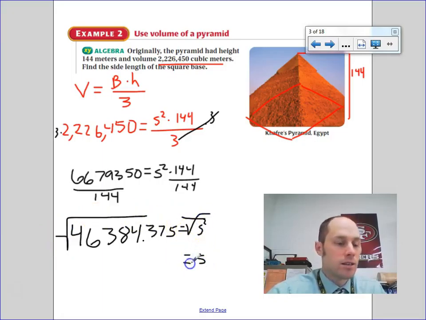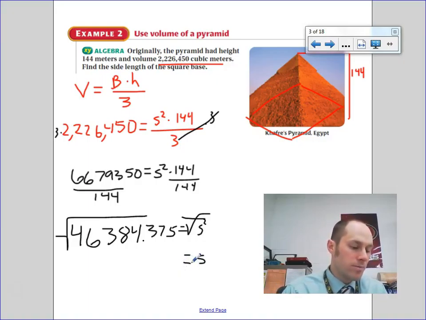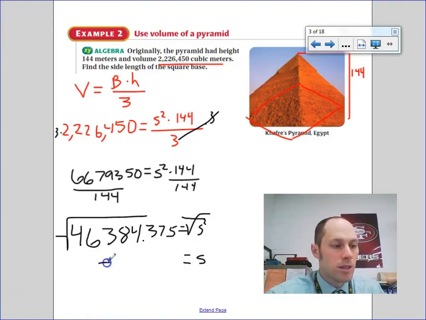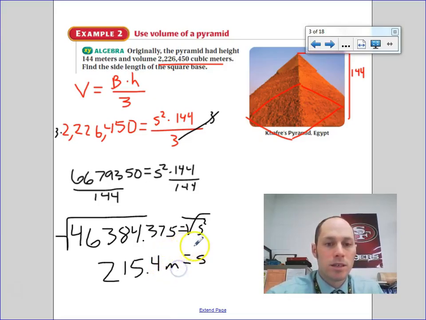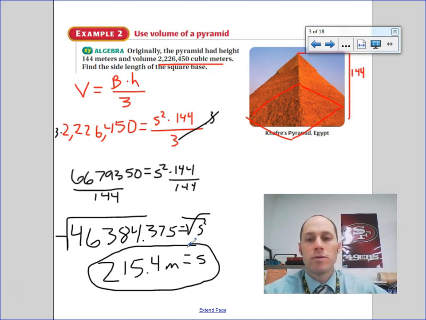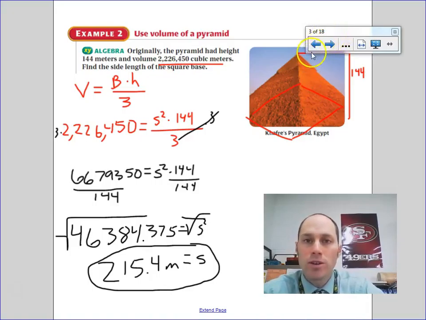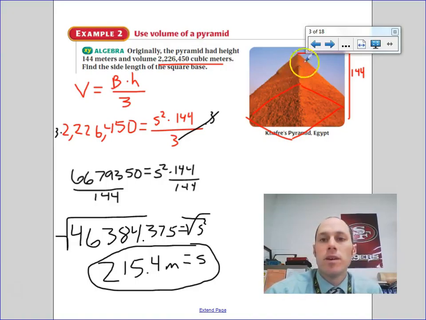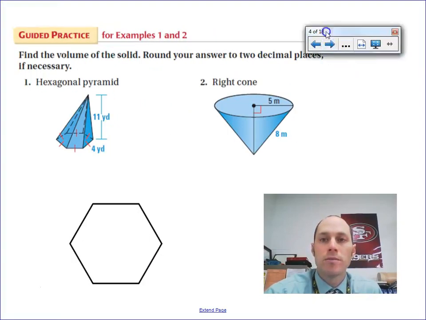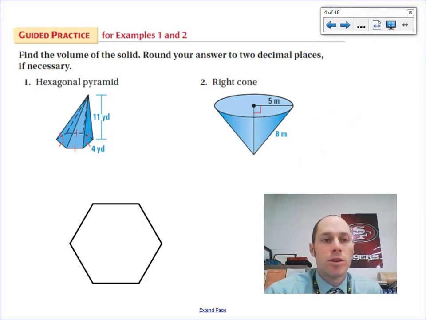So the side will be the square root of that, which is approximately 215.4. And we're talking in meters. So the side length of that pyramid would be about 215.4 meters. That's a big pyramid. I guess you could do some research and figure out if we are actually correct or not, and maybe even figure out which is the biggest pyramid. How does this rank? But that's a history lesson, so we won't do that.